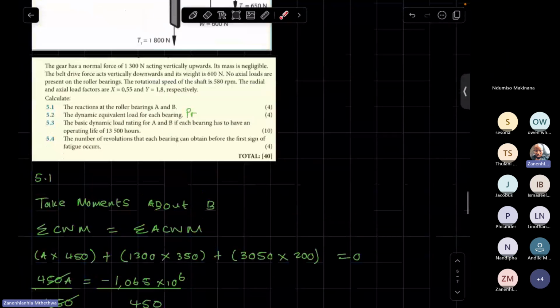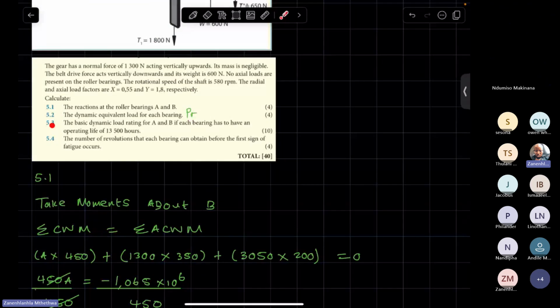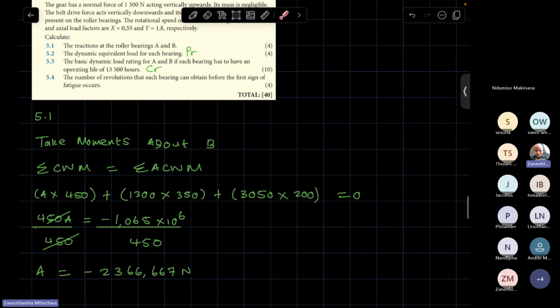Now next question. 5.3, the basic dynamic load rating. So the basic dynamic load rating is CR, for A and B, if each bearing has to have an operating life of 13,500 hours. So we'll be using the formula to calculate the lifespan of a bearing in hours, since that is what they've given us.